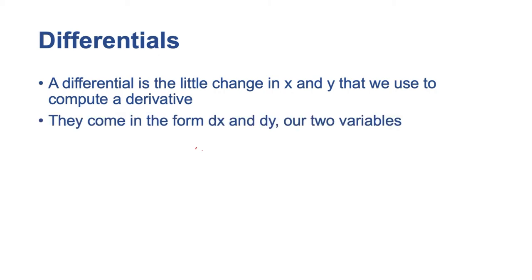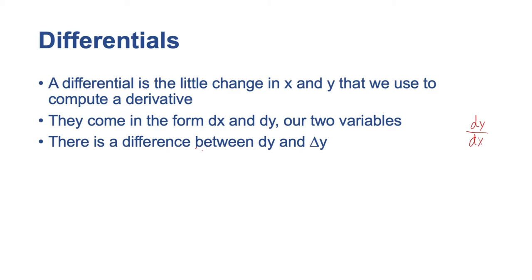And these look like dx and dy. And our slope, obviously, is dy over dx, our y differential over our x differential. And there is a difference between dy and delta y that we've kind of been using when we've been proving the derivative. Also, it should be mentioned that while x and y are my variables now, maybe in physics I'll have dx and dt. Those will be my other differentials.